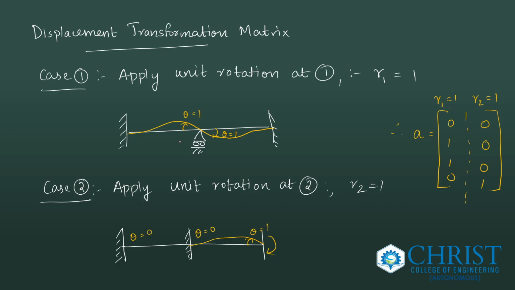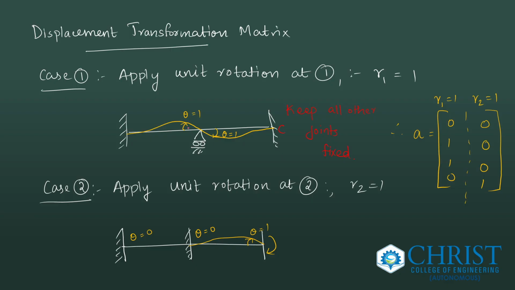That is similar to the previous example. But the idea is that you have to keep all other joints fixed. That's why at the joint C, I applied a fixity.